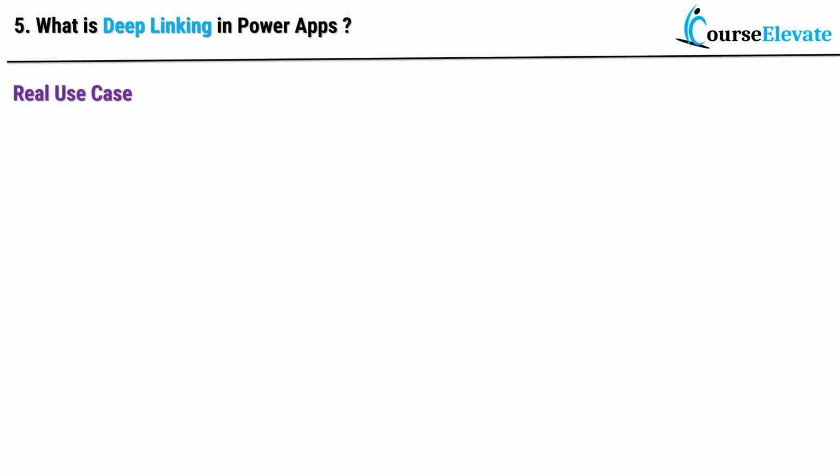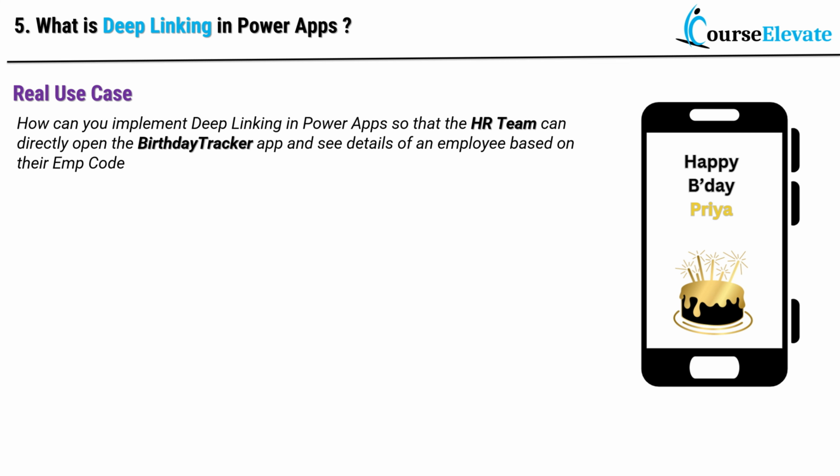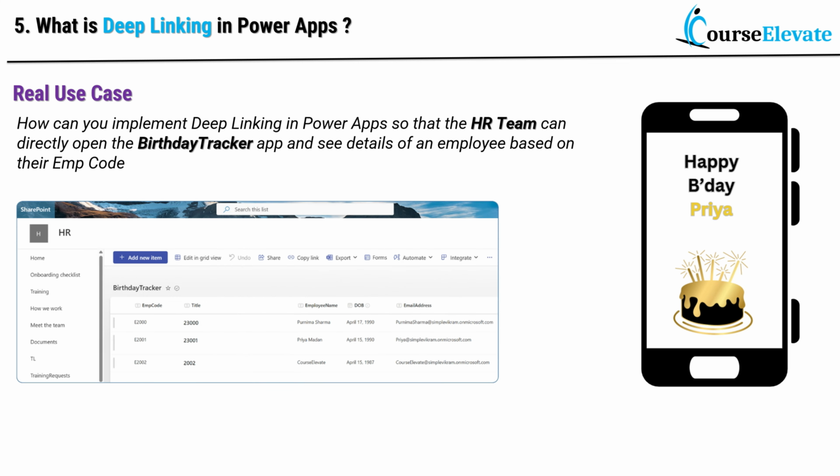So let's see a real use case. Suppose you are creating a birthday app for the HR team which directly opens an employee record. Based on the URL, we will implement that using deep linking in Power Apps. This is our birthday tracker SharePoint list with employee data which contains employee code, employee name, date of birth, email address and so on. Suppose you want to open the app for employee code E2001, which is Priya.